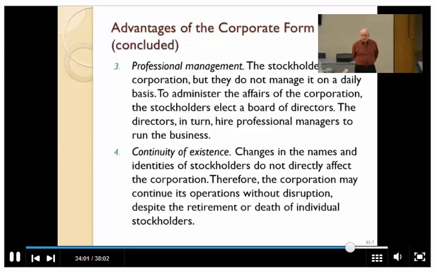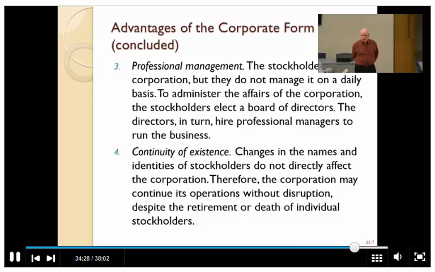Also, with corporations, if you're a public corporation, I can be an owner in General Motors, but I don't have to worry about running the business. Continuity of existence: if I had shares of stock in a publicly traded company and I died, the stock would simply go to my beneficiaries and the company would continue to march on.